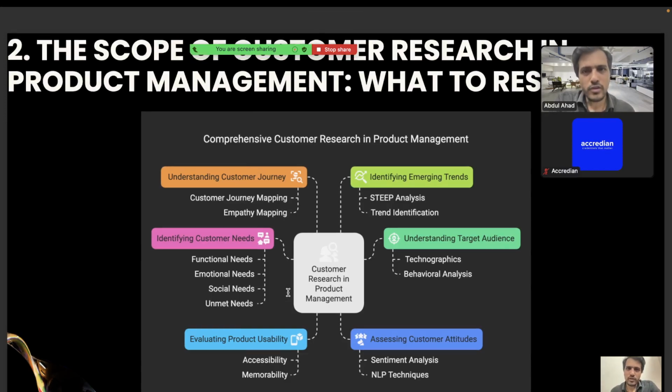Next, we're going to talk about the scope of the customer research. So we are looking at understanding the customer journey. We can build a customer journey map, starting from the awareness, to the actions that the customer is doing, to finally completing the job.